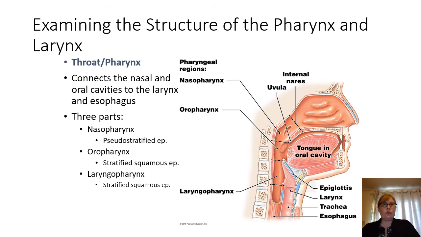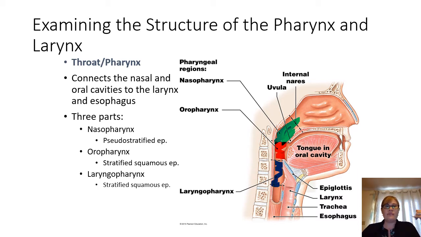All right, moving forward, we have the structure of the pharynx and the larynx. The throat, the pharynx, really has three different parts. This top region here is the nasopharynx. The middle region here is the oropharynx. And then the lower region is the laryngopharynx.